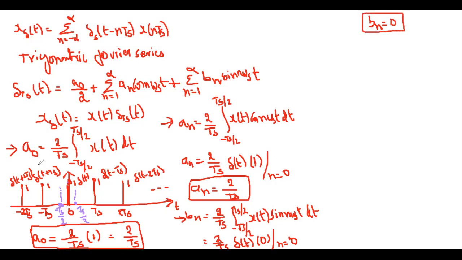We got all the coefficient terms. So a naught is 2 by ts, an is 2 by ts, and bn is equal to 0. Substitute these a naught, an, bn values in the delta ts.